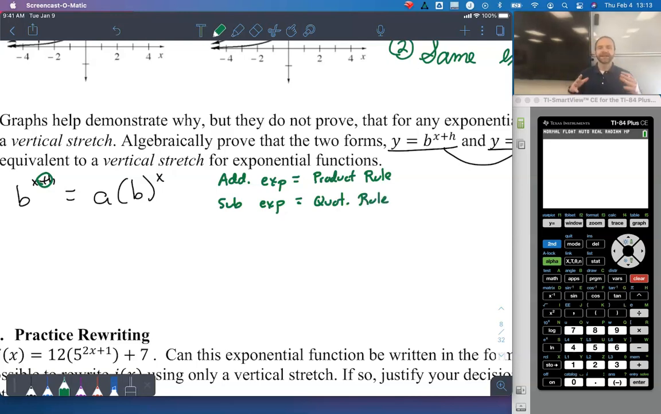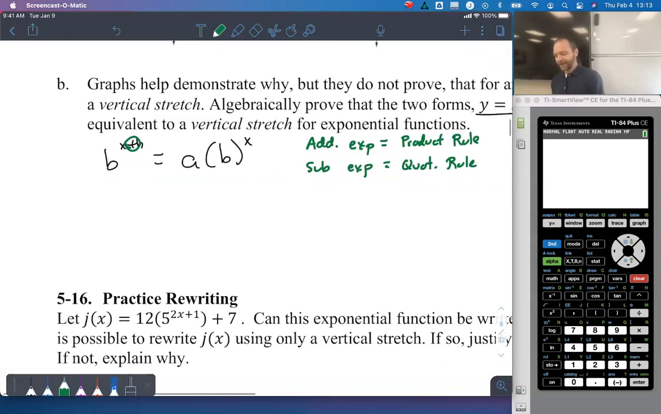That's the first thing I need you to do when you're looking at breaking apart. What am I dealing with, product rule or quotient rule? And in this case, I'm adding. So I can separate these, and I can write it as a b to the x power times a b to the h power. That's what I can do. And I understand it's variables. It's a little bit more difficult to do.